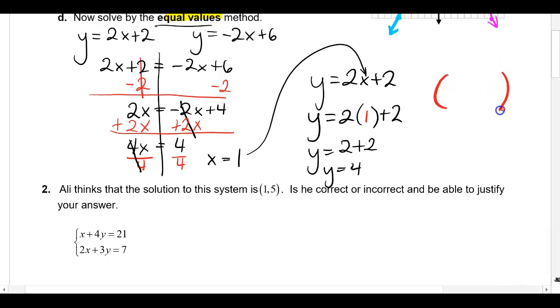And again, let's write it out as a solution, or as an ordered pair. And the first number is going to be x, which is 1. And the second number is y, which is 4. Again, 1 and 4. I should end up with the same number each time. And so that means we did it correctly each time.